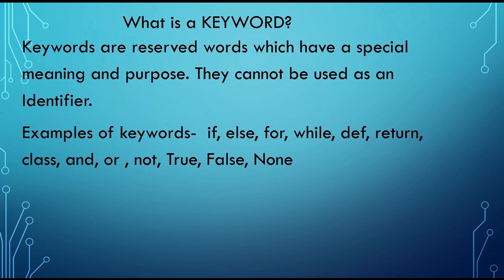The next token is a keyword. Keywords are reserved words which have a special meaning and purpose. They cannot be used as an identifier. When we start doing codes in Python, we'll get to know different keywords and their purposes. A few examples have been shown here.